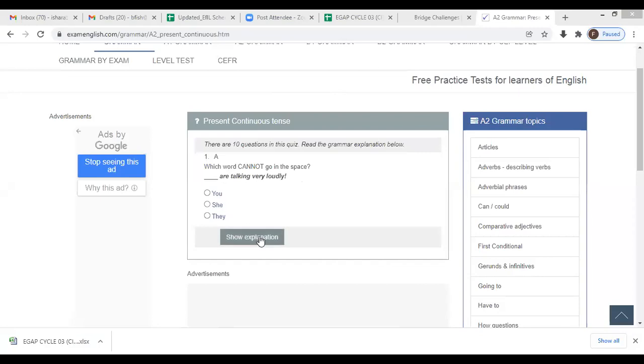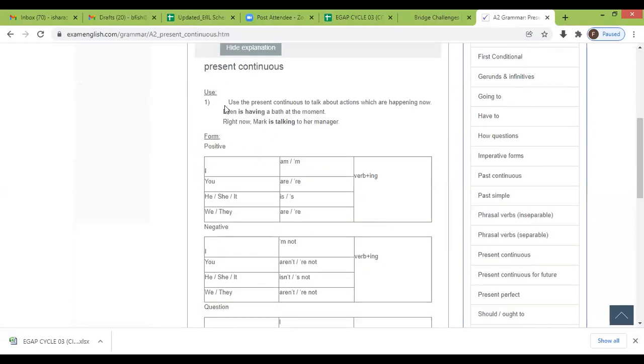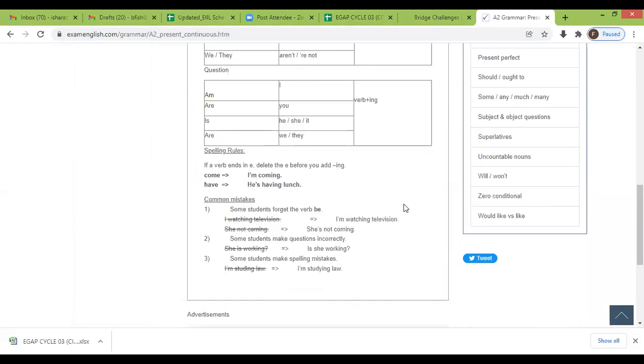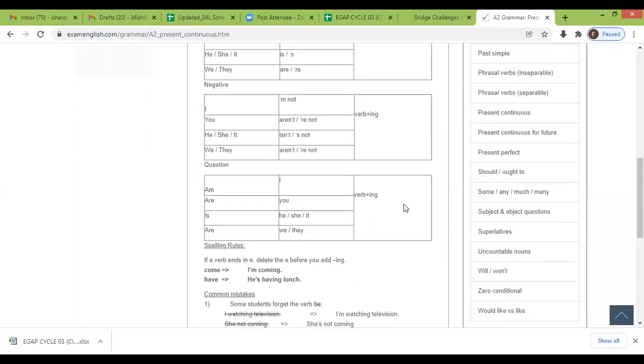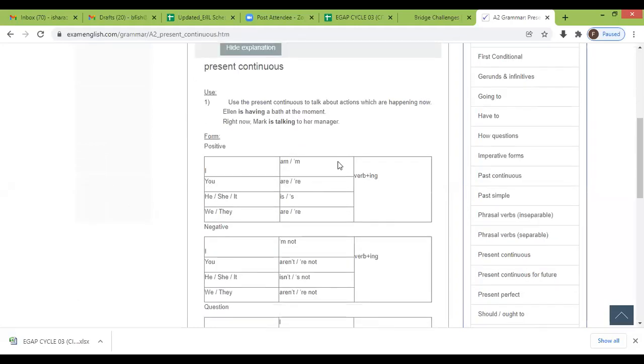So show explanation. Now see, this page is very, very easy to learn, okay? So you can clear out your doubt by looking at all this. Then the structure given here: you use the present continuous to talk about an action which is happening now. So the explanations are given clearly. Now here we see the negative form is given. Look at this explanation. The first is a simple way. Positive explanations are given: I am, you are, he, she, it is, we are, they are.